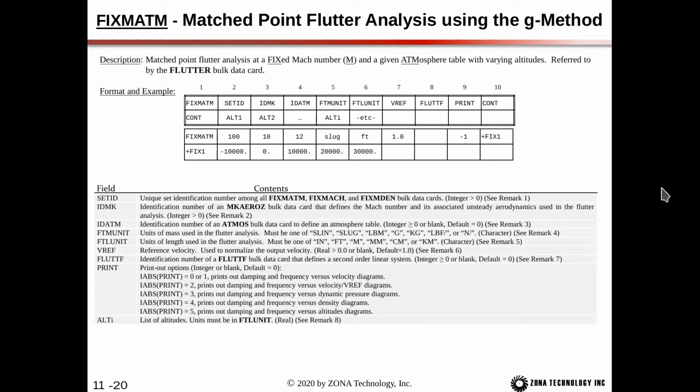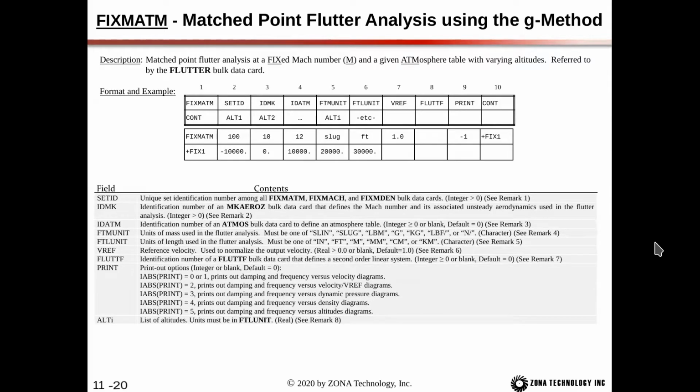Next is the fix MATM, which is the matched point Flutter analysis using the G method. Given an atmosphere table, we simply define the altitudes. The new field here is ID ATM, which refers to an Atmos bulk data card. You can leave this blank. ZEUS has the 1976 standard atmosphere table built into it, so if this is blank, that's what it uses. Or if you want to define your own atmosphere, you can do that using the Atmos bulk data card.